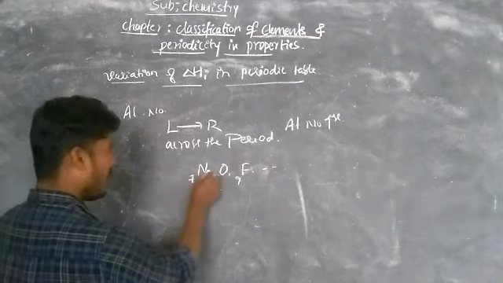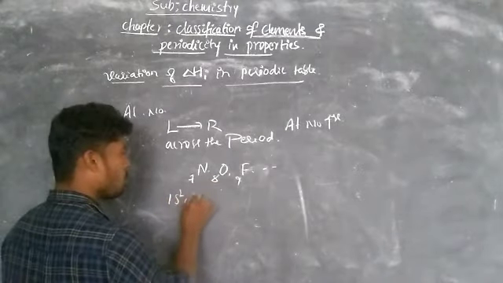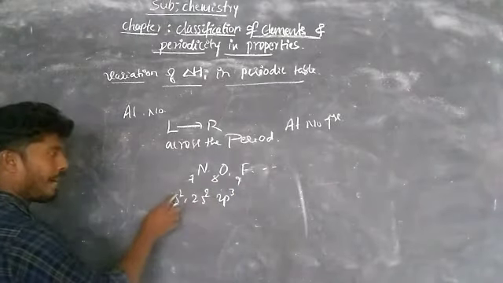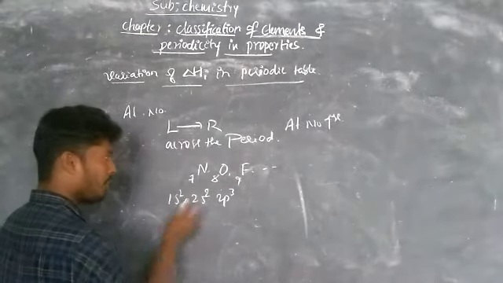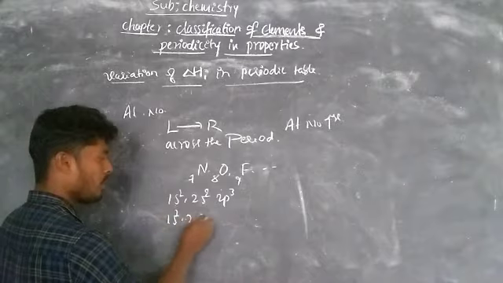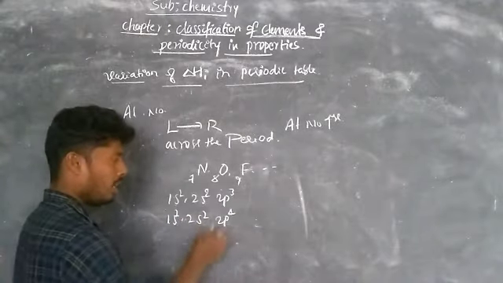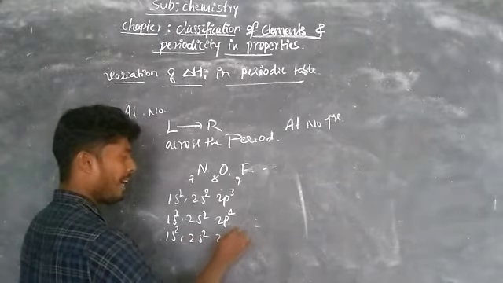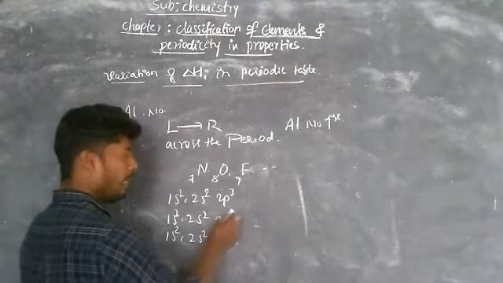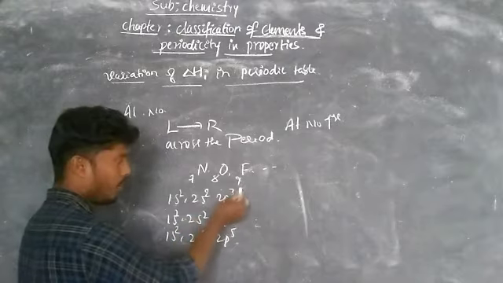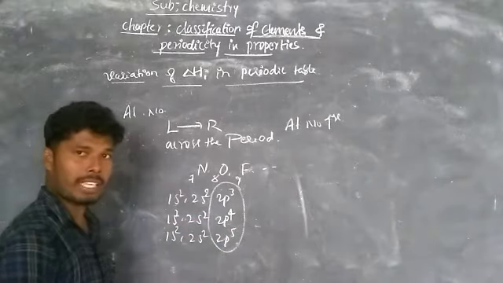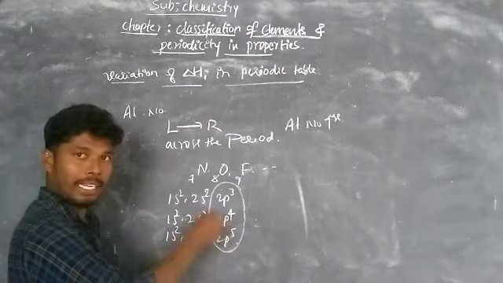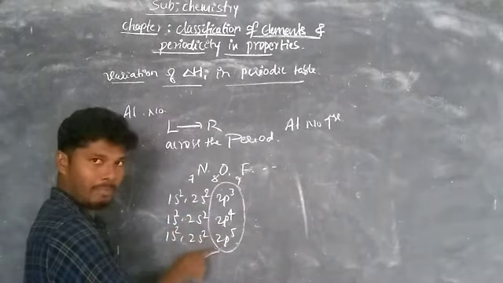See, the nitrogen electronic configuration is 1s2, 2s2 and 2p3. That is 3 plus 2, 5 plus 2, 7. Similarly, take oxygen: 1s2, 2s2, 2p4. Similarly fluorine: 1s2, 2s2, 2p5. See here, the outermost electrons enter the same shell, the p orbital. Here the p orbital, here the p orbital, electrons are entering the same orbital of the same shell.